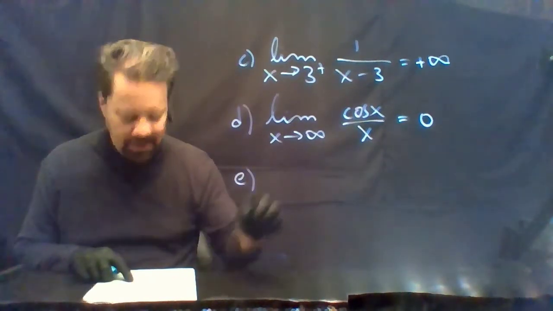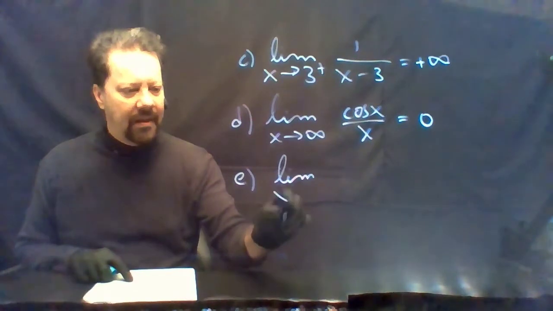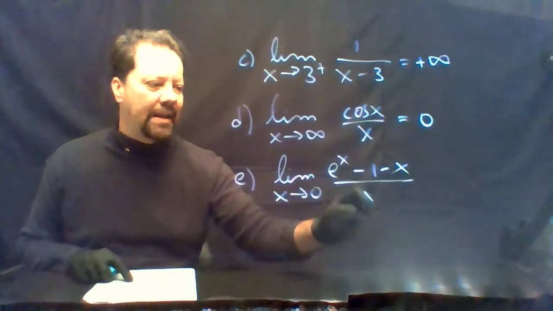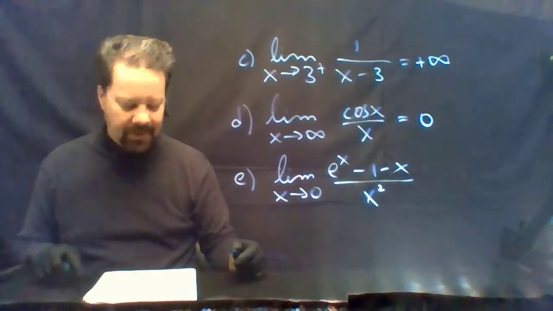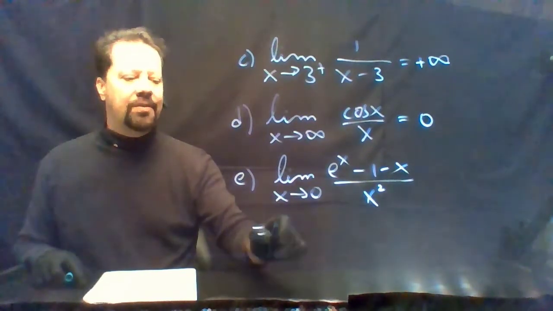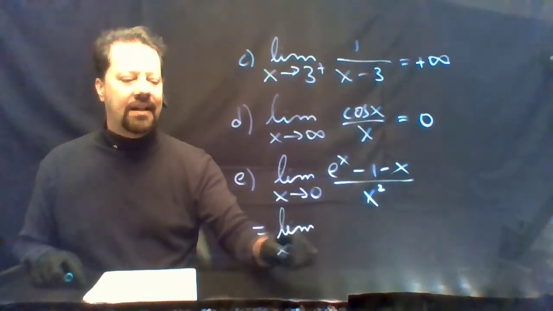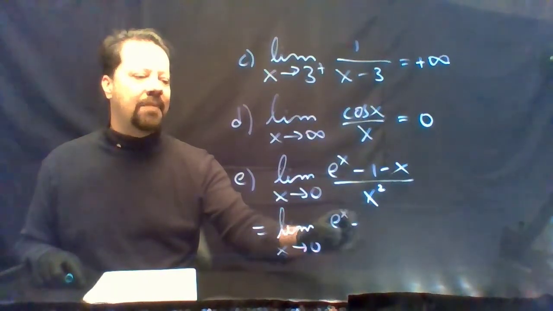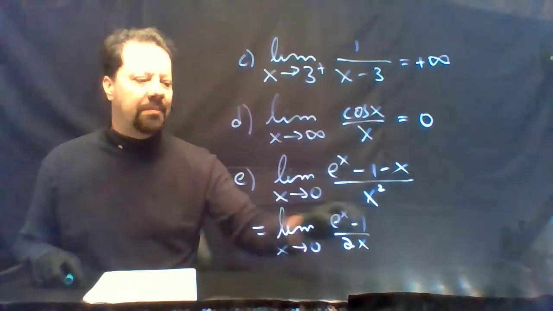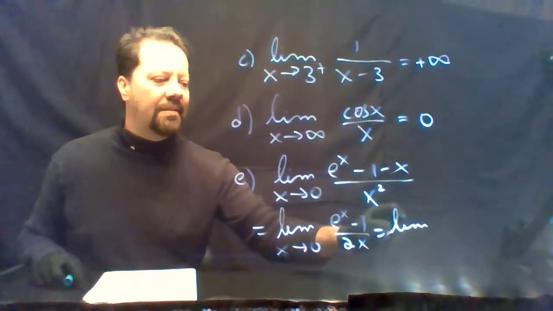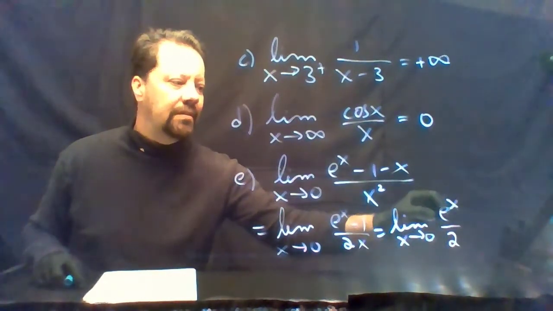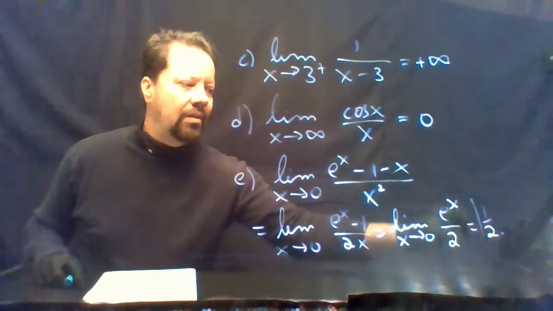On part E, we're taking the limit as x goes to 0 of e to the x minus 1 minus x divided by x squared. This is clearly a L'Hopital's rule problem. So this will be the limit as x goes to 0 of e to the x minus 1 over 2x, which is again a L'Hopital's rule problem. So we'll take the limit as x goes to 0 of e to the x over 2 and get 1/2.